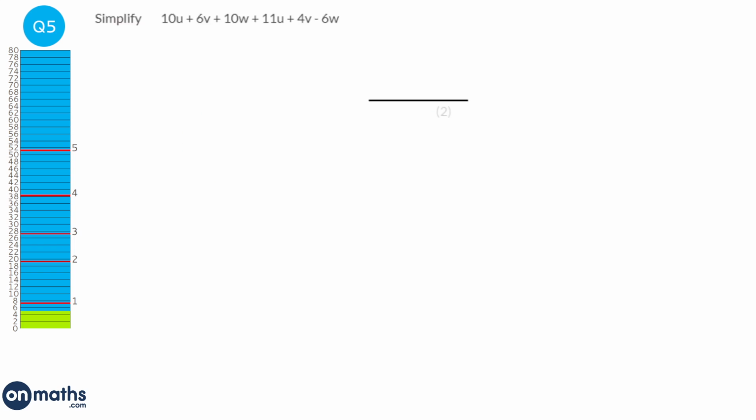This question's all about like terms. So what we can do is we can add this 10u with this 11u to make 21u. We can also add this 6v with this plus 4v to make 10v. We can also add this 10w to this minus 6w, so 10 take away 6 is 4w, so plus 4w.